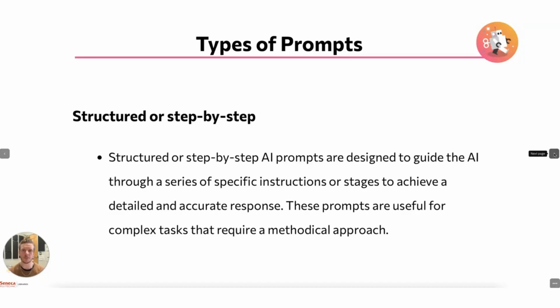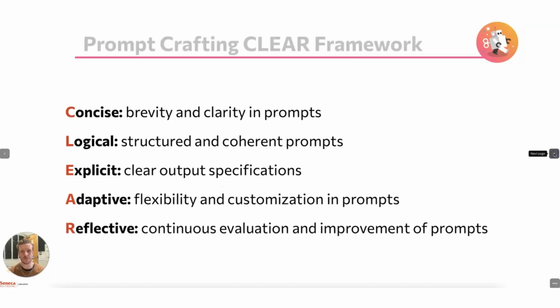But let's look at some strategies that you can use. One of the frameworks that I really like to use for prompting is the CLEAR framework. Now, this stands for concise, logical, explicit, adaptive, and reflective. So we want to make sure that our prompts are very concise. Vague language does not work when it comes to AI prompts. We want to be concise, and we also want to provide logic. We also want to make sure that we are explicit in what we are asking, but that we also make sure that we are adaptive.